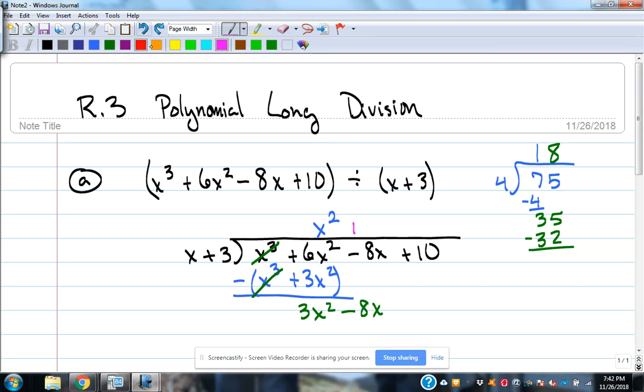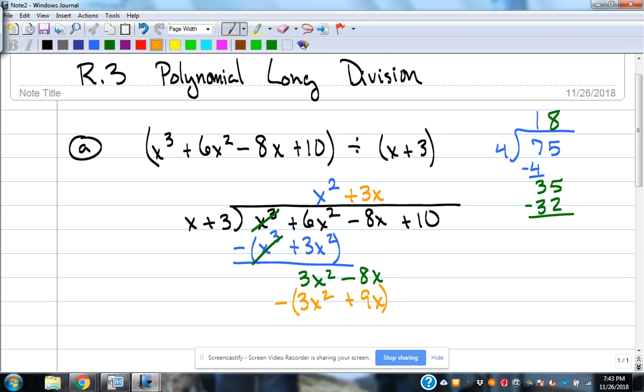Plus 3x. I'm distributing that to the x plus 3, just like I multiplied the 8 times the 4 on the number problem. 3x times x is 3x squared. 3x times plus 3 is plus 9x. Parentheses, subtract. Always, parentheses, subtract. What happens to the 3x squareds? They cancel out just like I wanted them to.